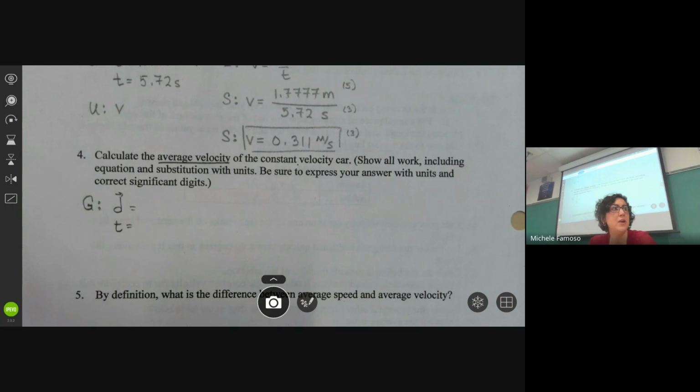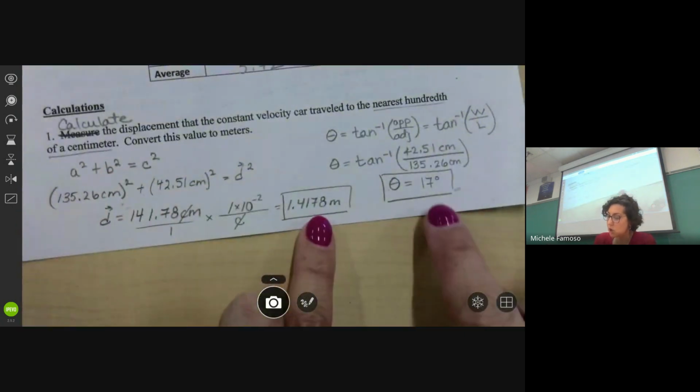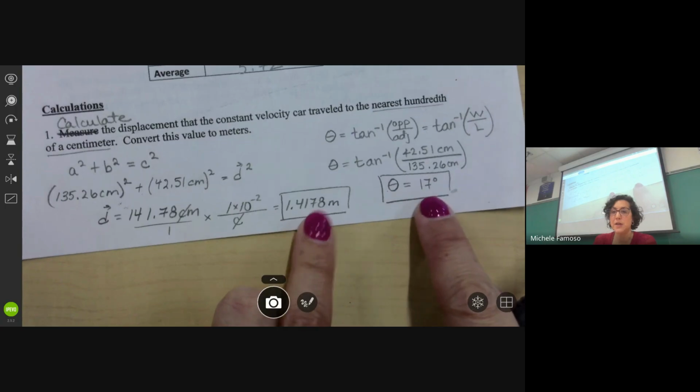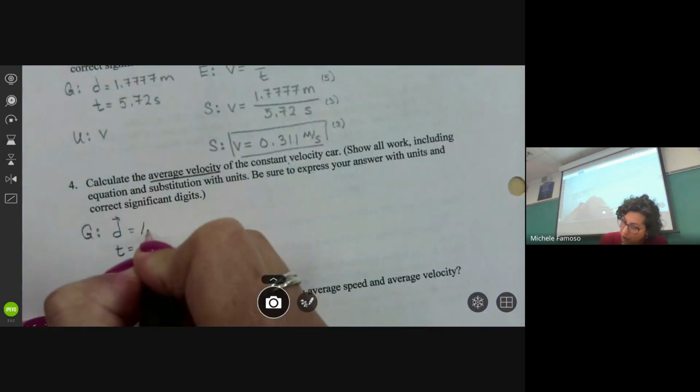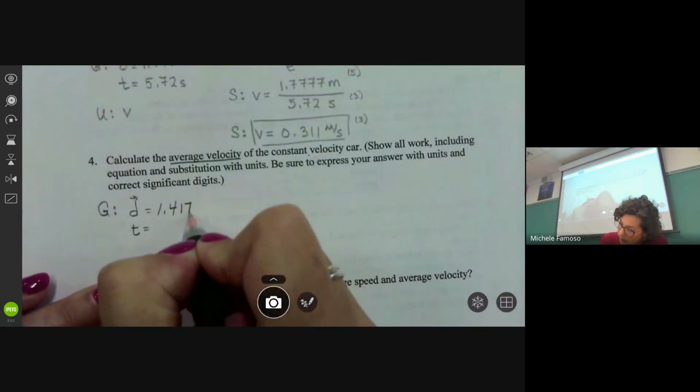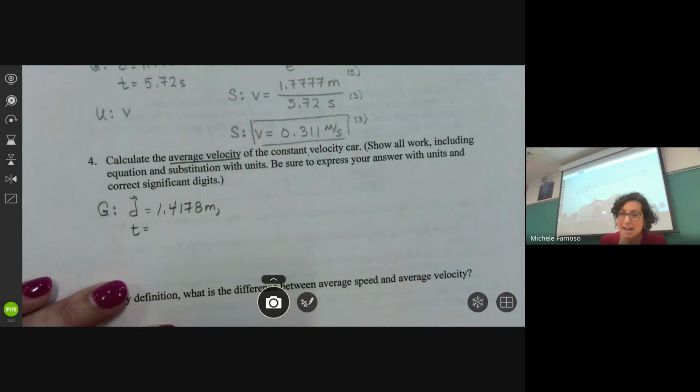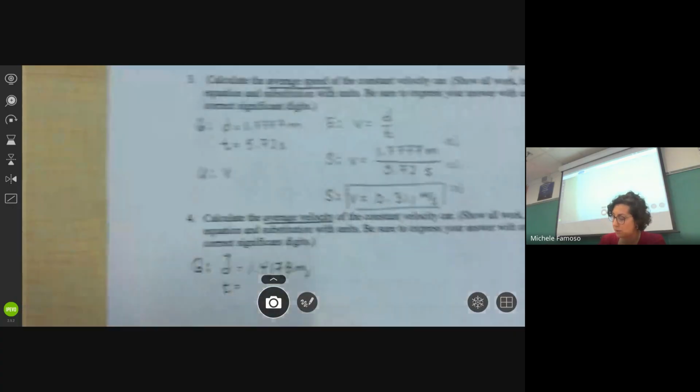Where are we going to find the car's displacement? Number 1, right? So our displacement's actually both of these things. I'll show you how you can write that. You're going to take the magnitude first, 1.4178 meters for me, comma, and then the direction, which is your angle.